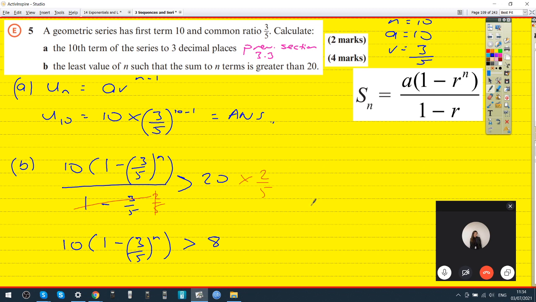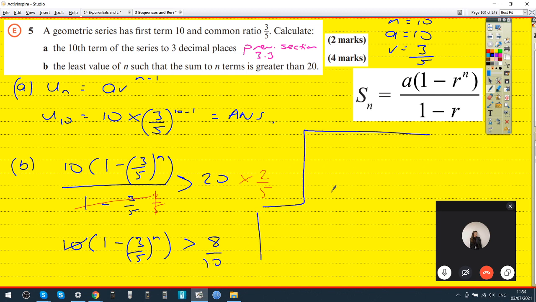Then could you multiply 10 in the brackets? Yeah, expand the bracket. The problem is the first bit will be okay, but the second bit you'll still just have 10 times 3/5 to the n because of BIDMAS. You could divide both sides by 10. Okay, so it's 8/10, or simplified to 4/5.